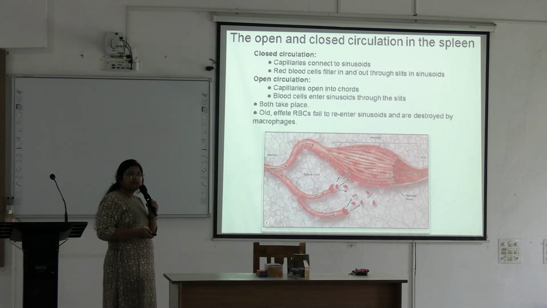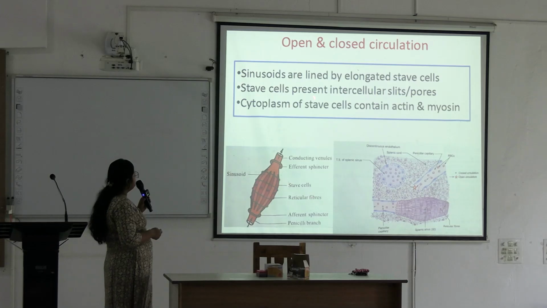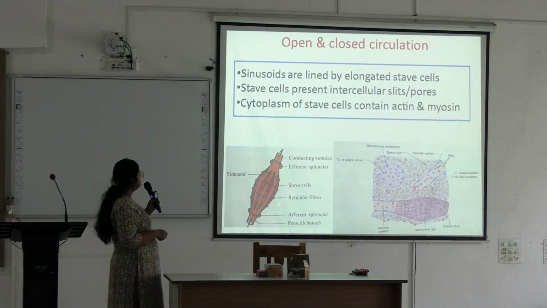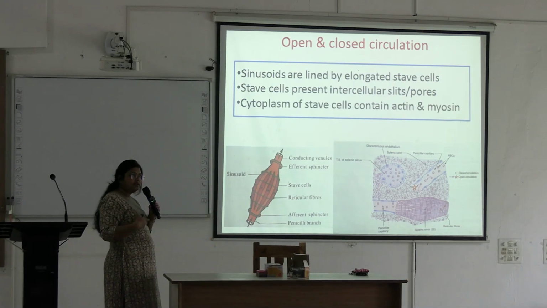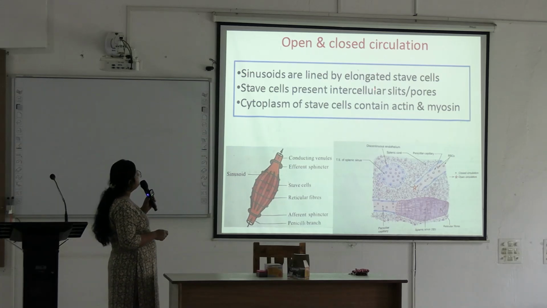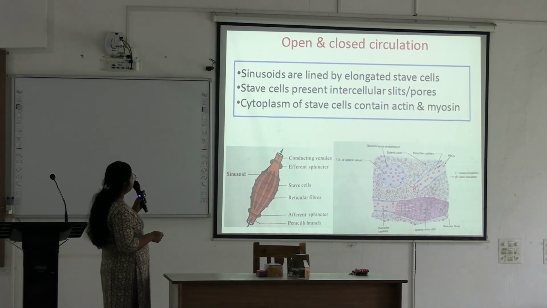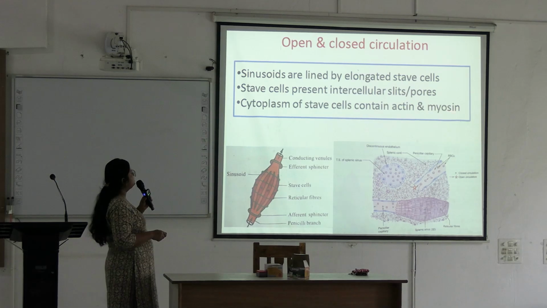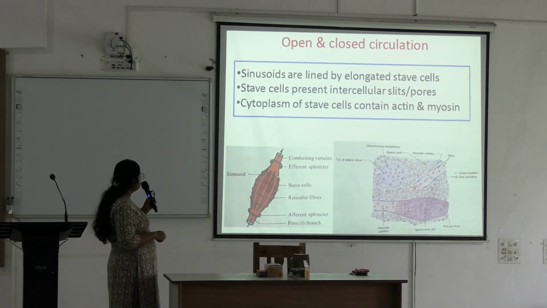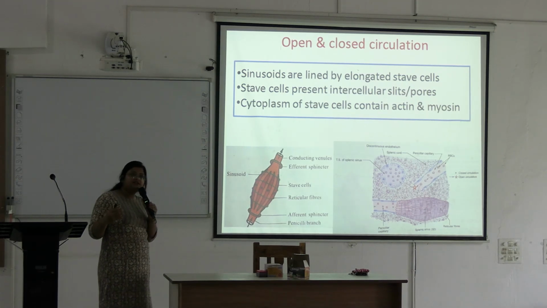So sinusoids are lined by, see this is the enlarged view of the sinusoid. Okay. So sinusoids are lined by elongated stave cells. These are the elongated stave cells and stave cells present intercellular slits or intercellular holes. This is another sinusoid. These are the stave cells and in between the cells there are pores. Okay. And the cytoplasm of stave cells contains actin myosin fibers. Okay. These fibers help in contraction of the sinusoids.